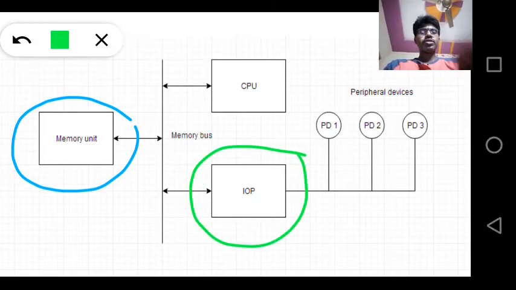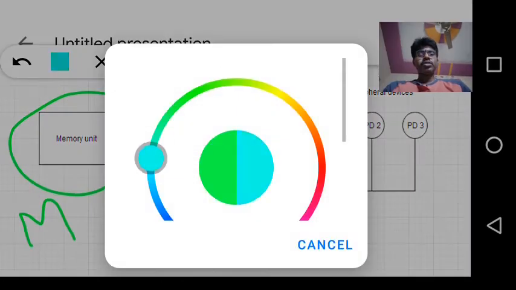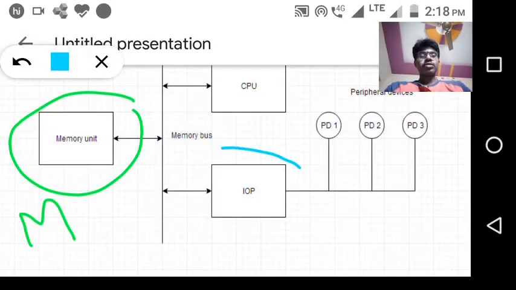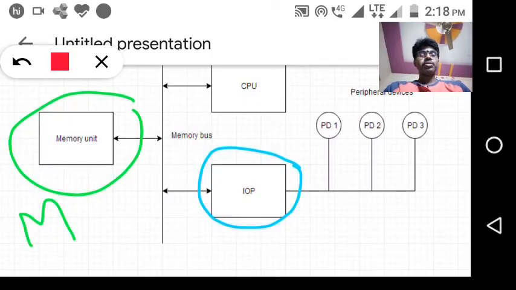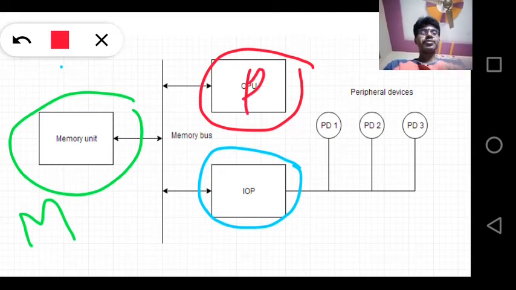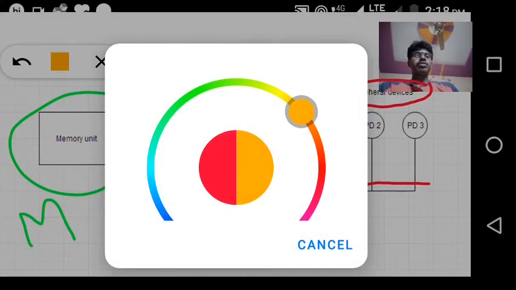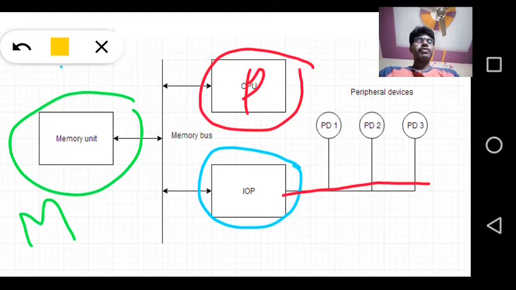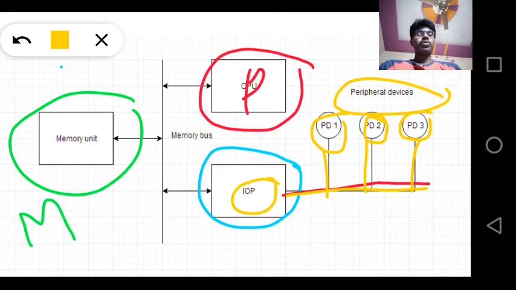This is an IO processor. So this is my main memory unit and this is the IO processor, and here is the general purpose processor. And remember, see here, these are peripheral devices, and these are the peripheral device controllers, which are connected to the IO processor, not the processor.